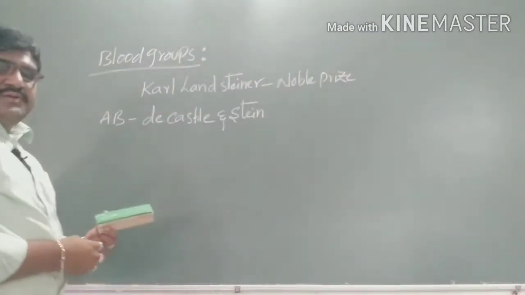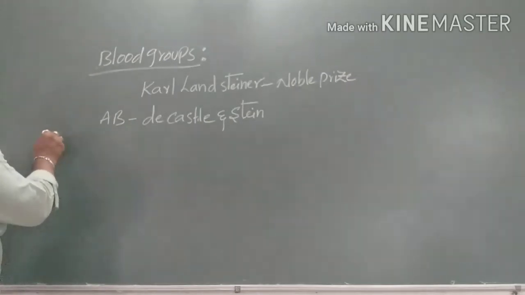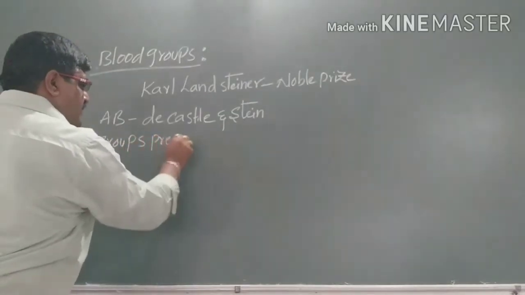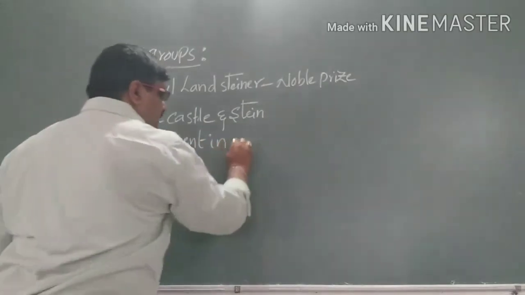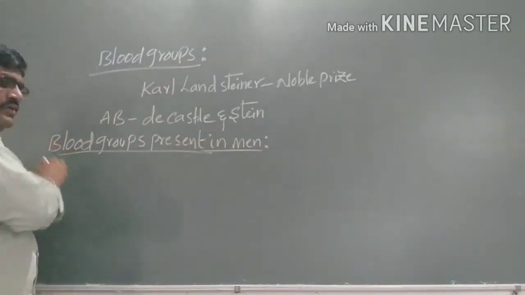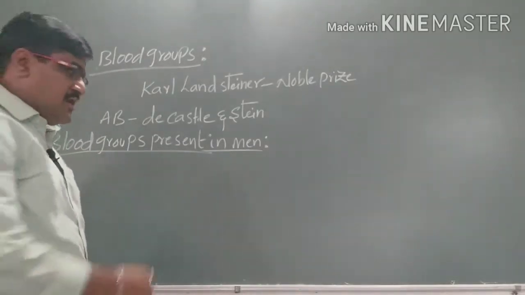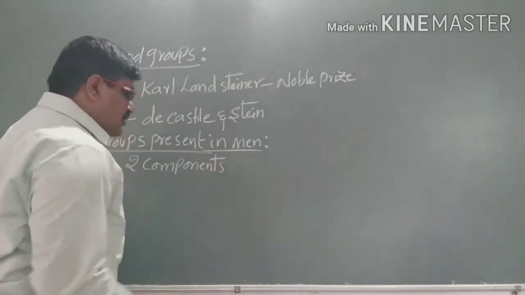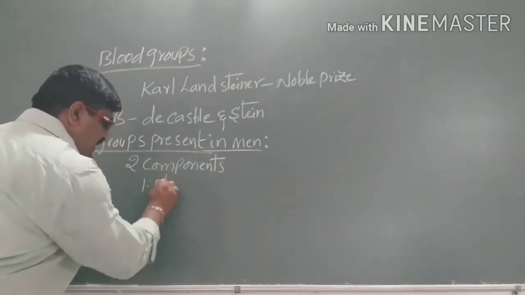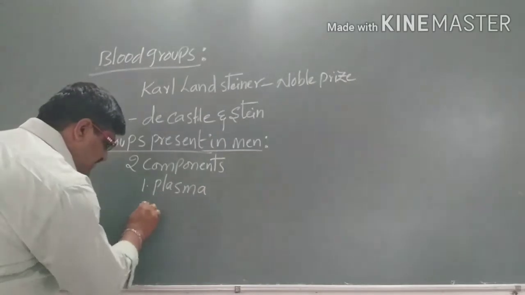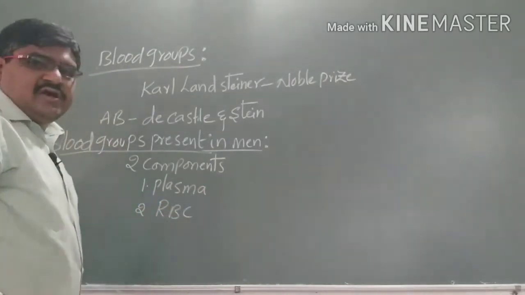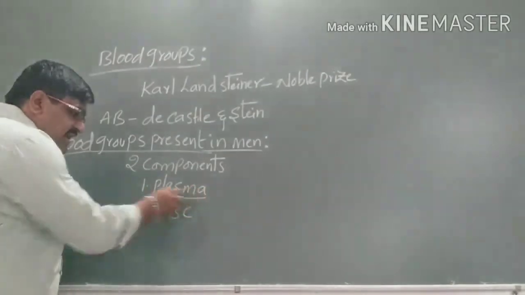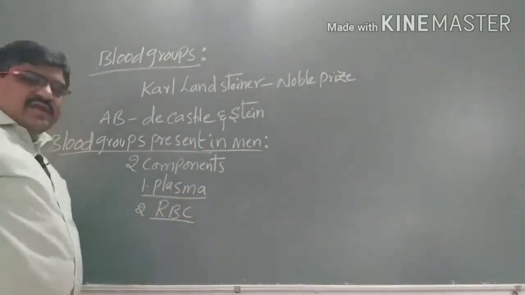So what are the blood groups present in a man? Here there are two components present. One is called the plasma, and the second one is called the RBC. So in the blood, we have two components: the plasma and the RBC.